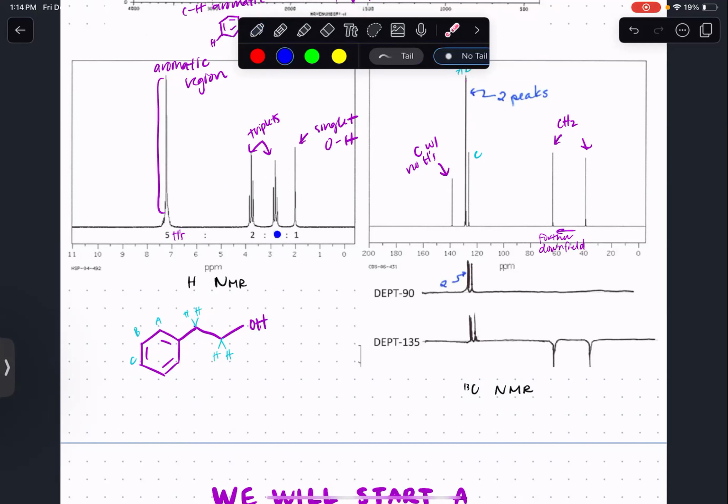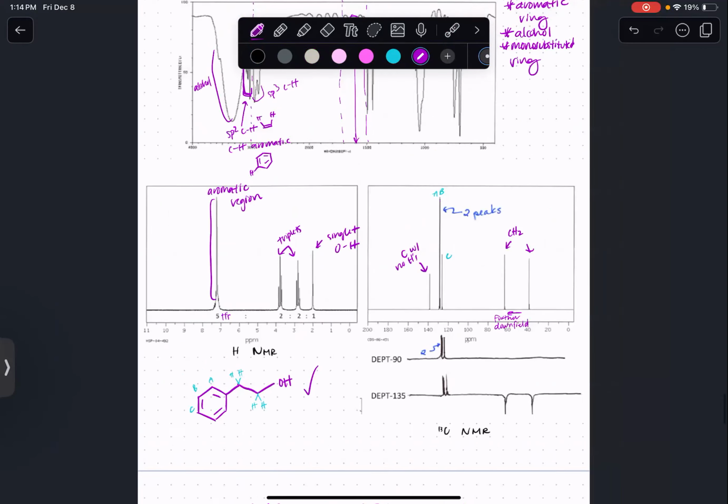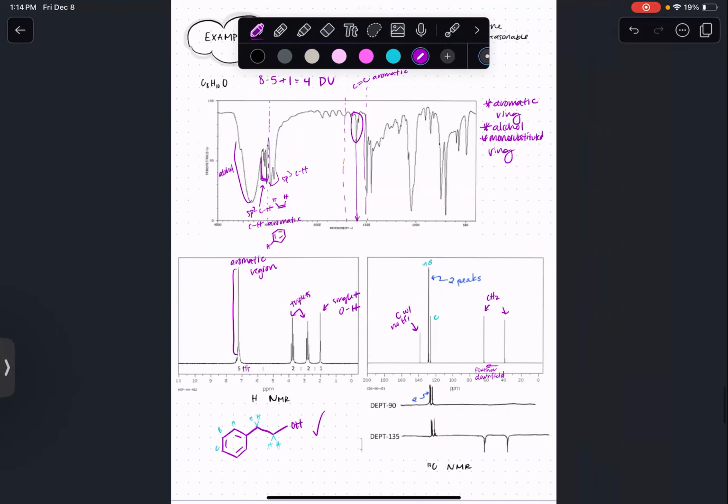These ones are next to an aromatic ring, so they're also going to be shifted up a little bit, but not as far as this one. And then that also adds up with what we have over here with our 2 CH2 groups. So based on all of this, I would say that this is a reasonable structure based on everything that it gave me. Does anybody have any questions about that?